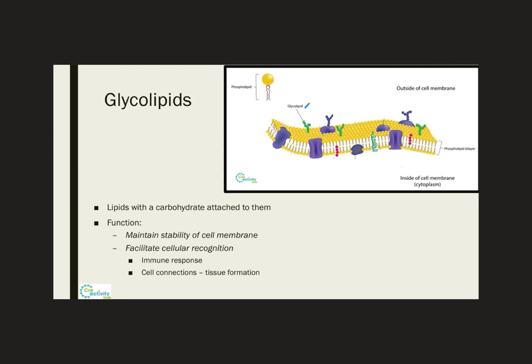So when a membrane receptor binds to a specific molecule in the extracellular fluid, the membrane receptor will trigger a change in the cellular activity. Now, the main function of a glycolipid is to maintain the stability of the cell membrane, and glycolipids are also important for cell recognition and for connecting cells to form tissues.